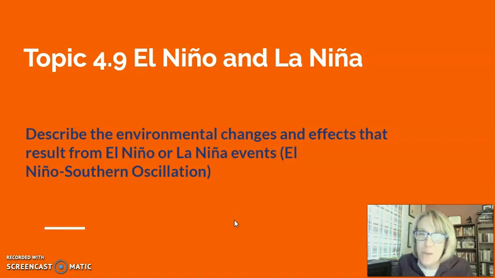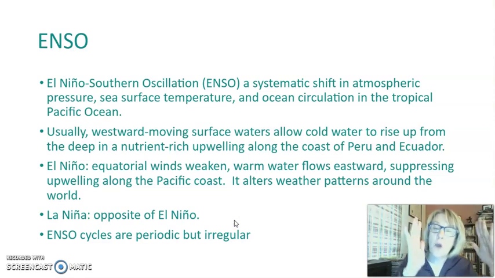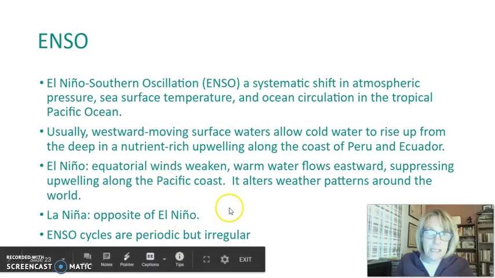All right, and our last topic is El Nino and La Nina. What do you remember about those? Can you describe the environmental changes and effects that result from these events? And remember, the whole cycle is the El Nino Southern Oscillation. This is a shift in basically the winds, which then shift where the warm areas in the ocean are. Okay, I'll let you pause this and read through it.